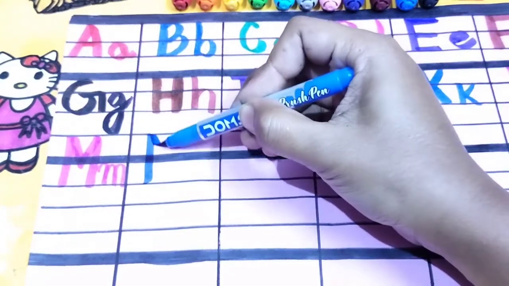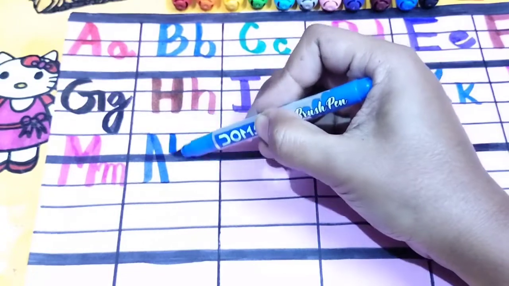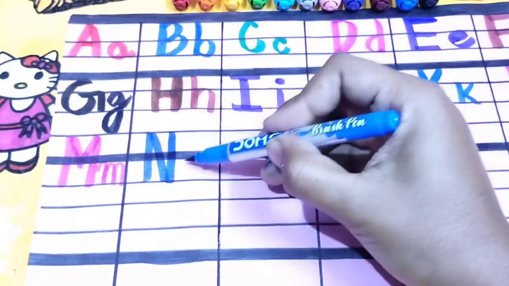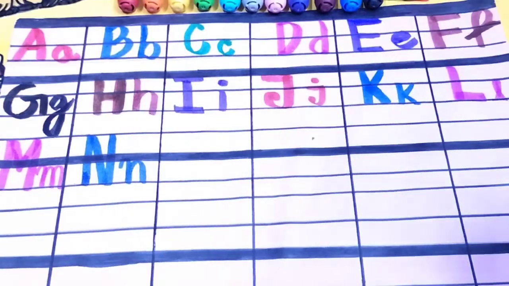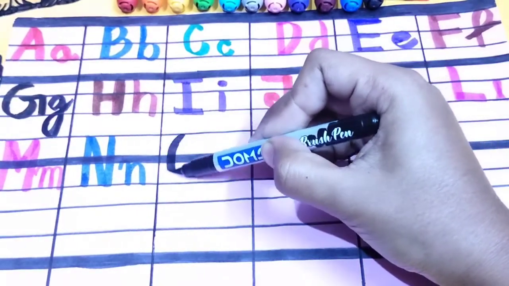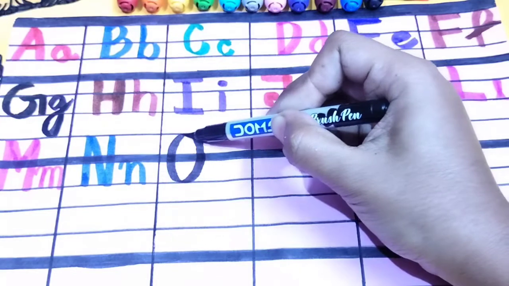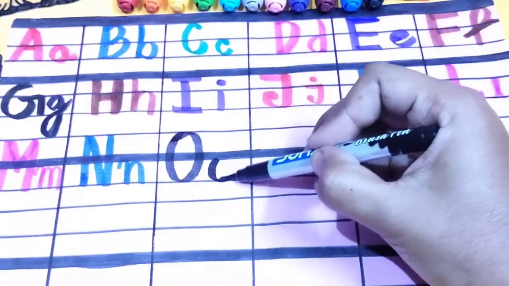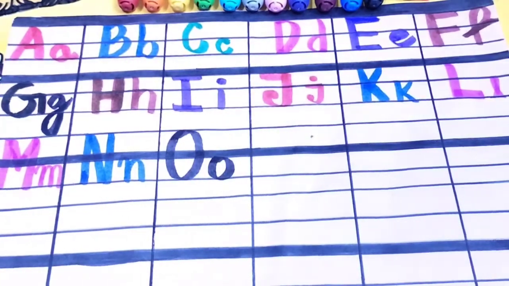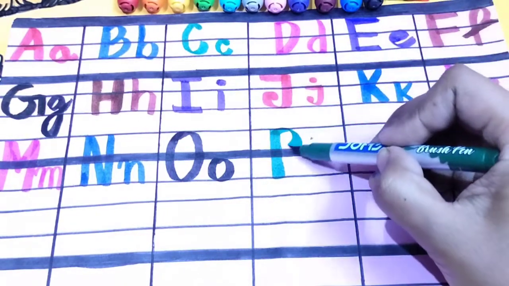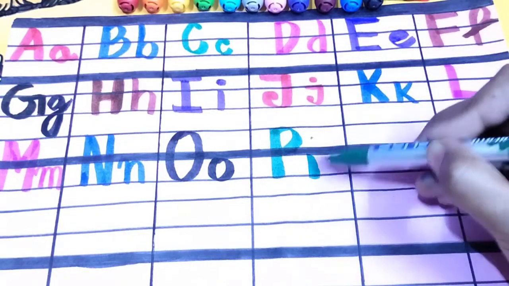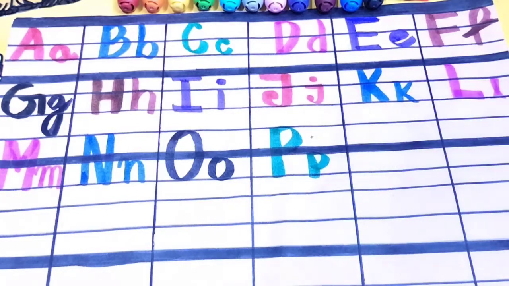Capital N for nest. And small n for nuts. Capital O for octopus. And small o for ostrich. Capital P for peacock. Small p for pen.